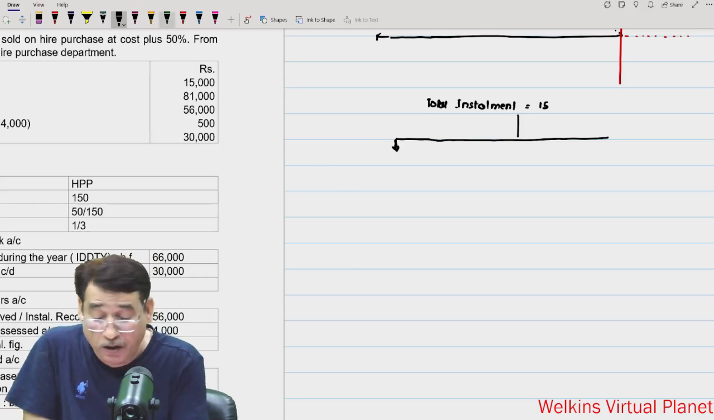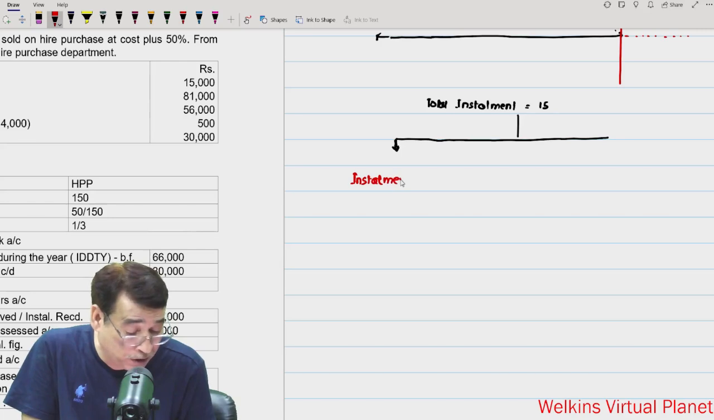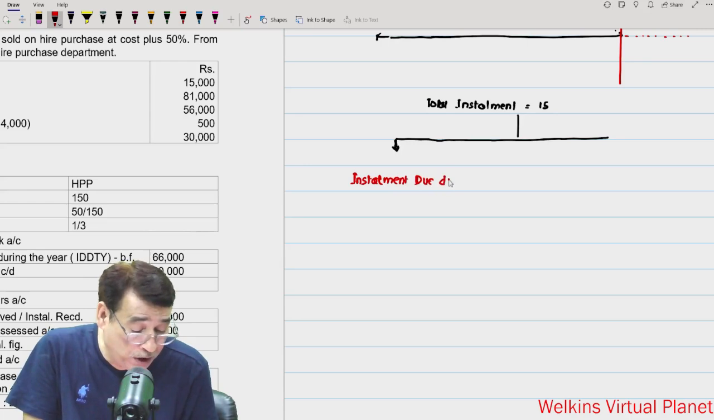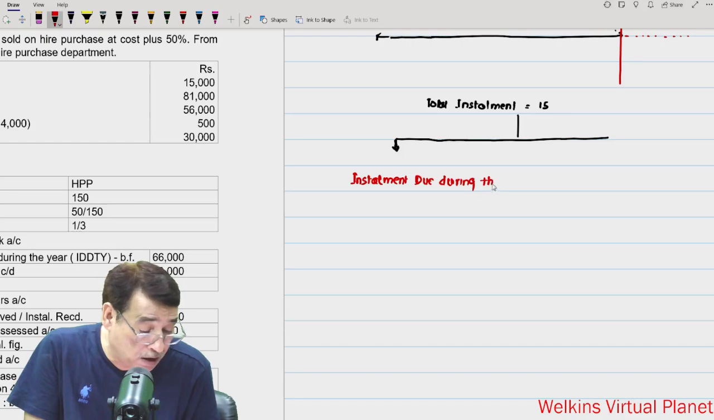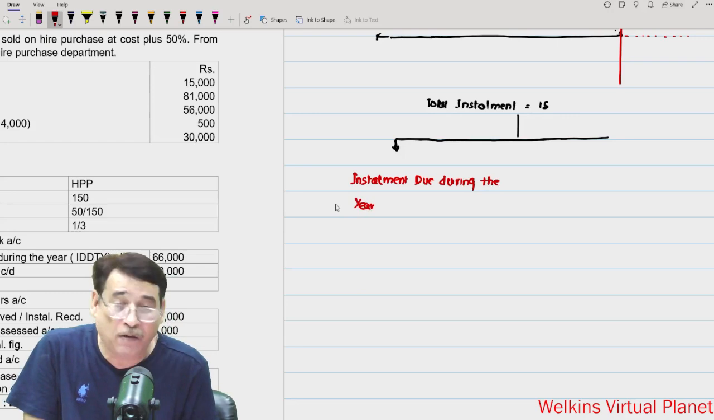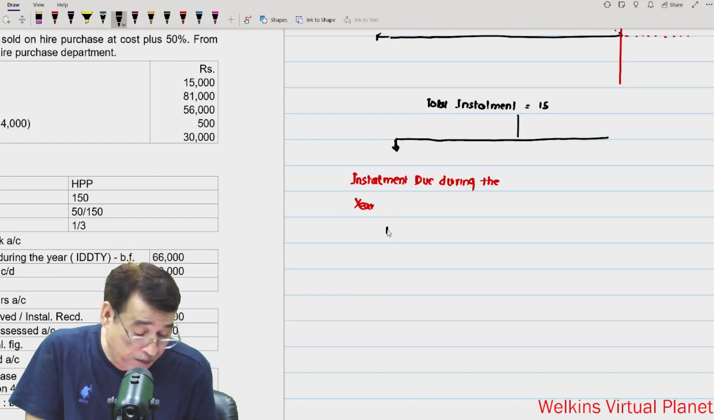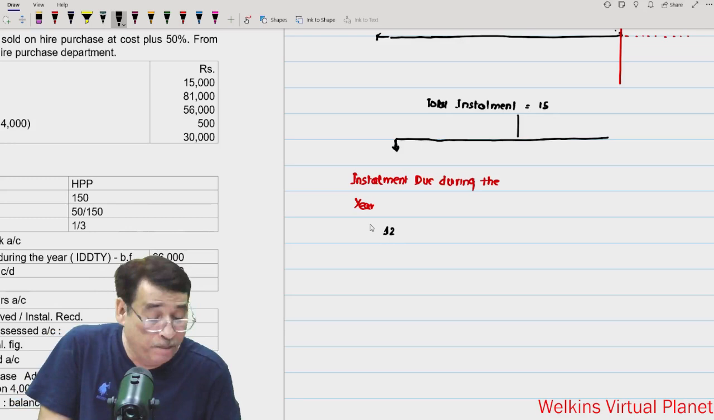So first of all, you need to understand that total installment can be broadly divided into two important segments. One, installment due during the year. We will use this word so often during this particular topic. Installment, it's a pretty long word. Installment due during the year means during the current year. So out of 15, how many installments could become due during the current year? Could you tell me? Sir, 12. Yes, absolutely. That means total 12 installments could become due in the current year.